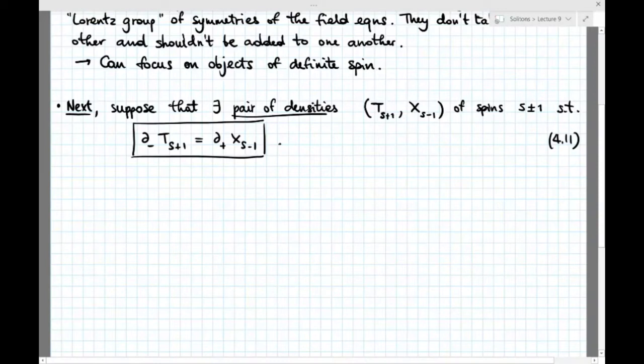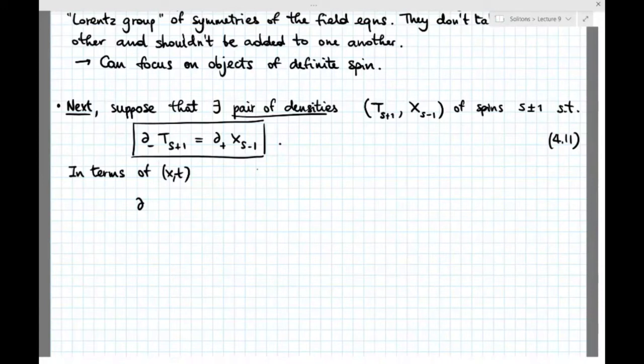Note that both sides have a spin s, either because we have s plus 1 minus 1 from the derivative, or s minus 1 plus 1 from the derivative. In terms of the original coordinates x and t, we can rewrite this expression using the relation between partial derivatives with respect to light cone coordinates and derivatives with respect to space and time coordinates that I wrote earlier.